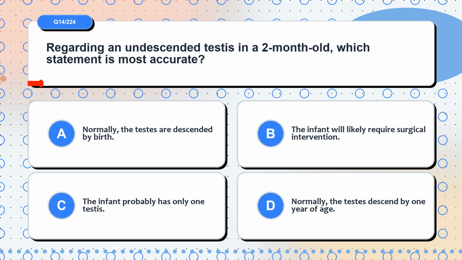Question 14. Regarding an undescended testes in a 2-month-old, which statement is most accurate? Here are the options. Option A. Normally the testes are descended by birth. Option B. The infant will likely require surgical intervention. Option C. The infant probably has only one testes. Option D. Normally the testes descend by 1 year of age.